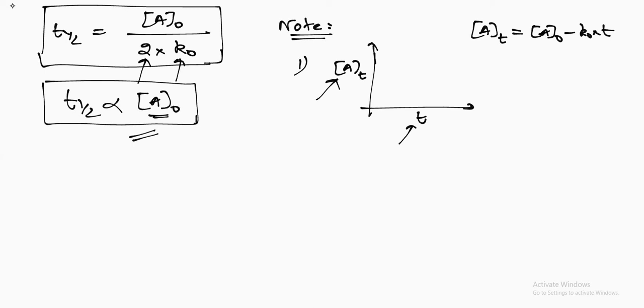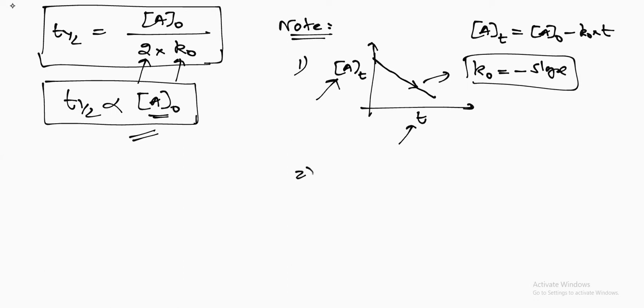So if you plot, you'll get a straight line with a negative slope. Okay, this is a characteristic plot for zero order reaction. And from the slope we can find the value of k naught. So k naught equals minus the value of the slope.